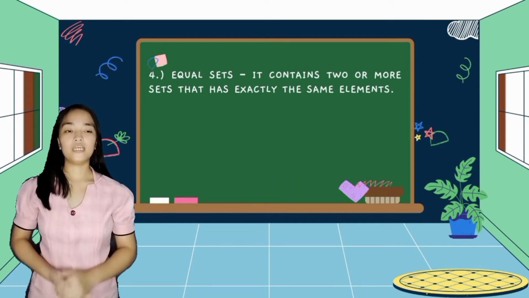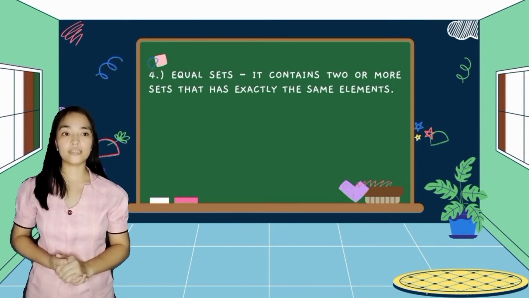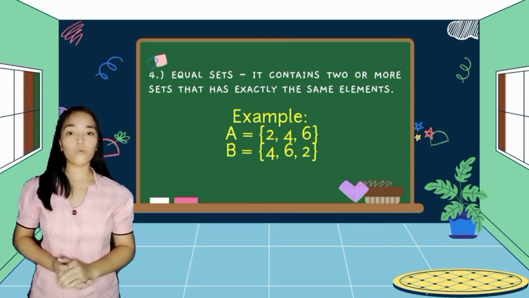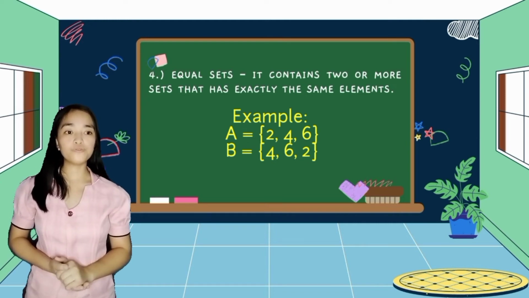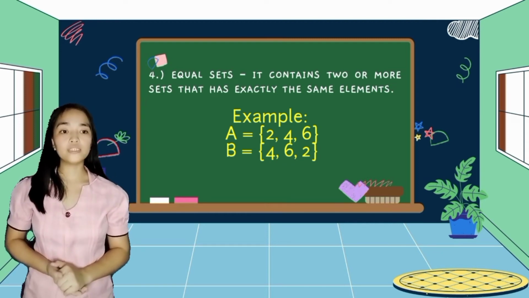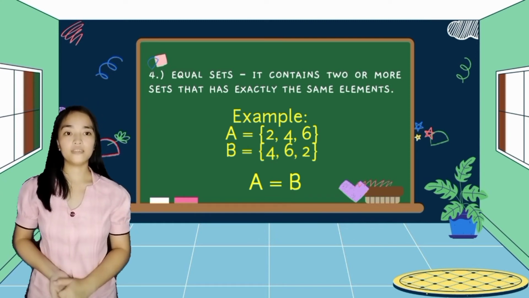Number 4 is equal set. It contains 2 or more sets that have exactly the same elements. Example, if A equals the group 2, 4, 6, and B is equal to the group 4, 6, and 2, then A is equal to B.